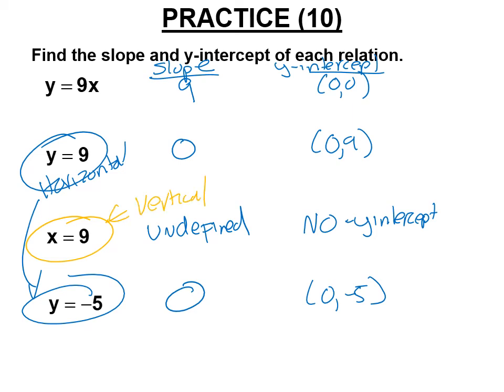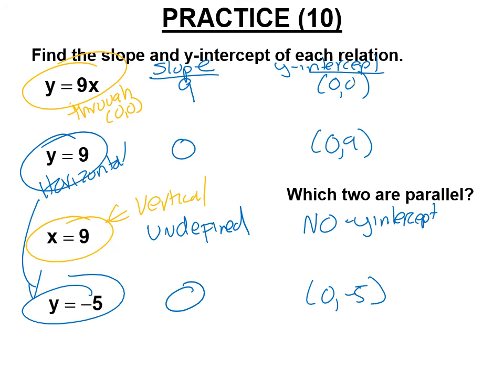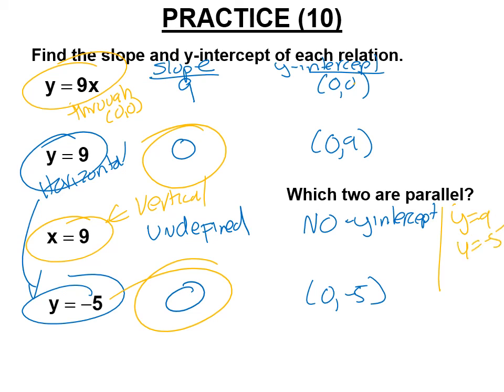Which one goes through the origin? That one. That goes through the origin. Why? Because it has (0, 0) as its y-intercept. The other ones could go through the origin, but this one definitely does. Which two are parallel? Well, they're the ones with the same slope. Which two have the same slope? The two horizontal ones have the same slope. So in this case, I didn't realize I had done that, but y equals 9 and y equals -5 are parallel. They have the same slope, 0 in this case.